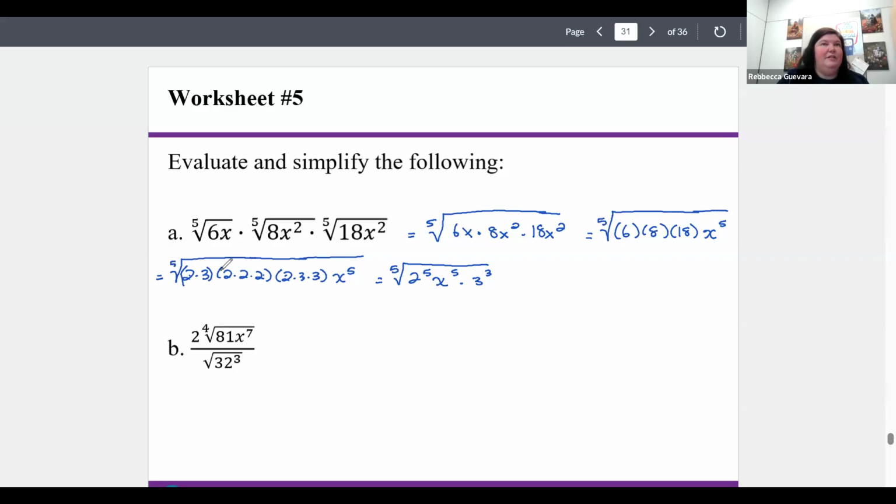Sorry, my 5 disappeared there. So we're going to do a 5th root of 2 to the 5th, a 5th root of x to the 5th, and then a 5th root of 3 cubed. So that's going to leave us with a 2x and a 5th root of 3 cubed, or 27.